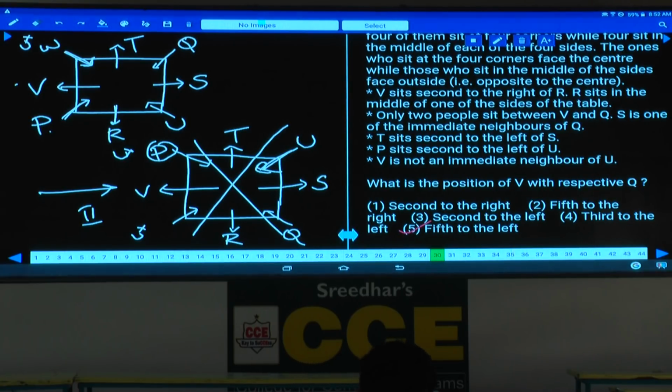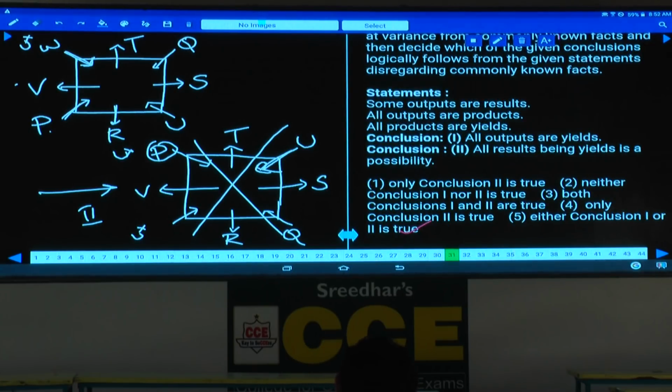Done with this? Now, this is about question numbers 26 to 30. Then, question numbers 31 to 35. These questions come under which category? 31 to 35 are syllogisms, isn't it? Then question numbers 31 to 35.